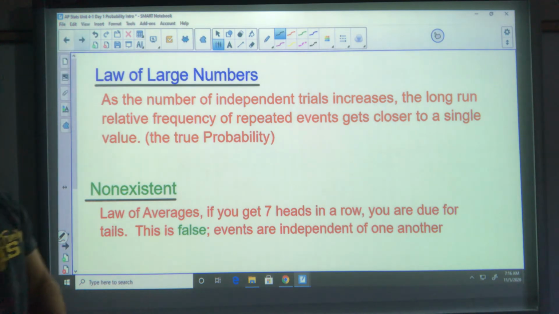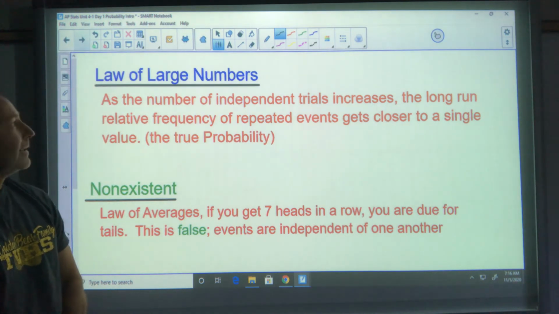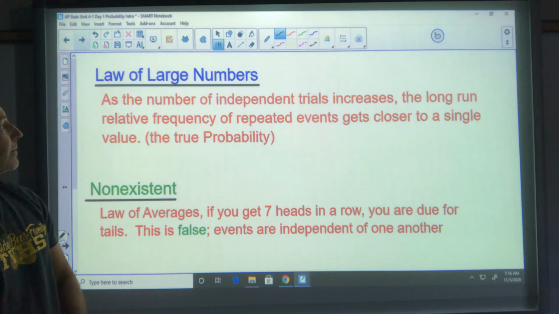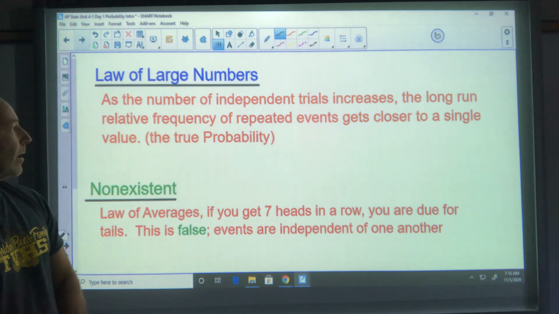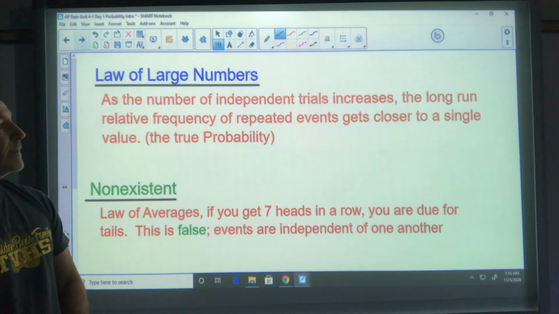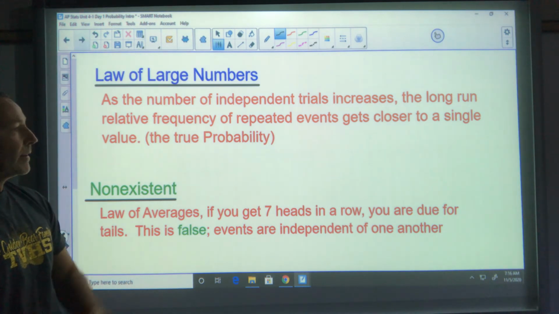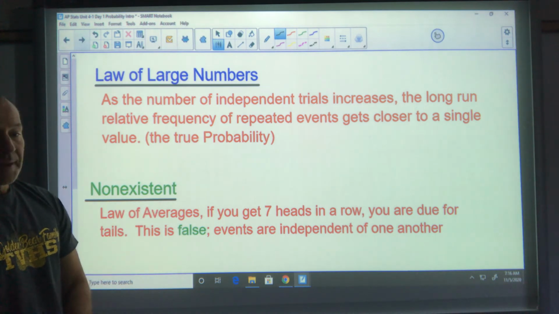All right, two last things for part 1. Law of large numbers: as the number of independent trials increases, the long run relative frequency, that's the probability of the event happening, how many out of the total of repeated events, gets closer and closer to a true value, a single value.